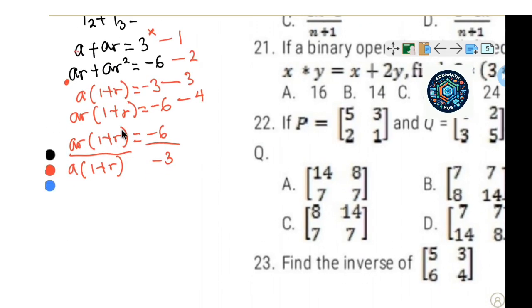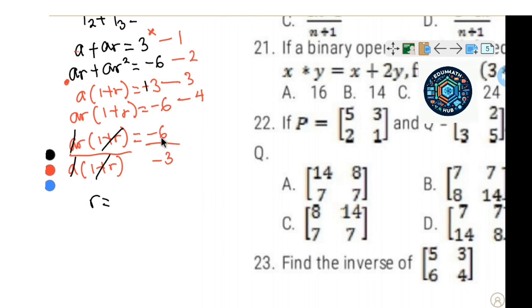This one will cut since they are the same. Then this one will cut. So to remain, R will come here. So you have minus 6. This is plus. This is minus. So this is plus. Then 6 divided by 3 will give you minus 2. So R is minus 2.